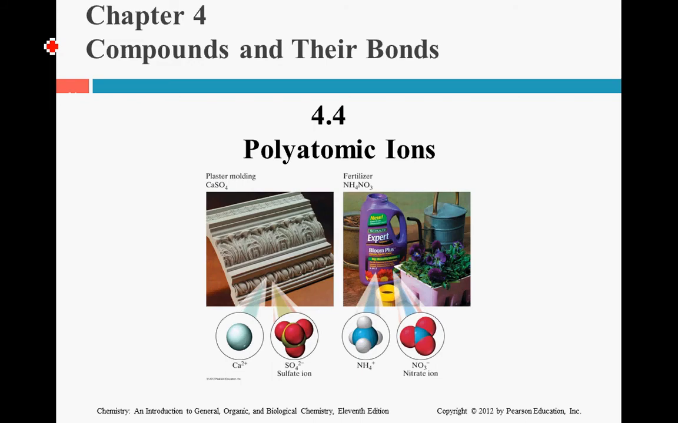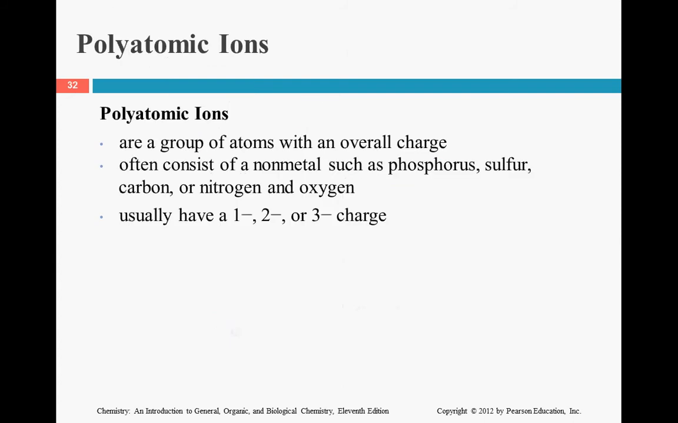Now we're going to deal with ionic compounds that contain polyatomic ions. Let's break down the word polyatomic. The prefix poly means many. And if we look at the word atomic and we take off the IC, we just have atom. So polyatomic is an ion that contains many atoms. To break it down further, it's a group of atoms, so many atoms, with an overall charge, so they share a charge.